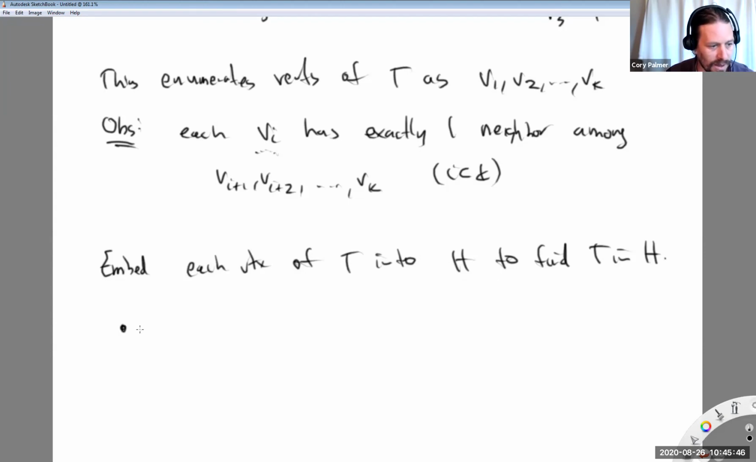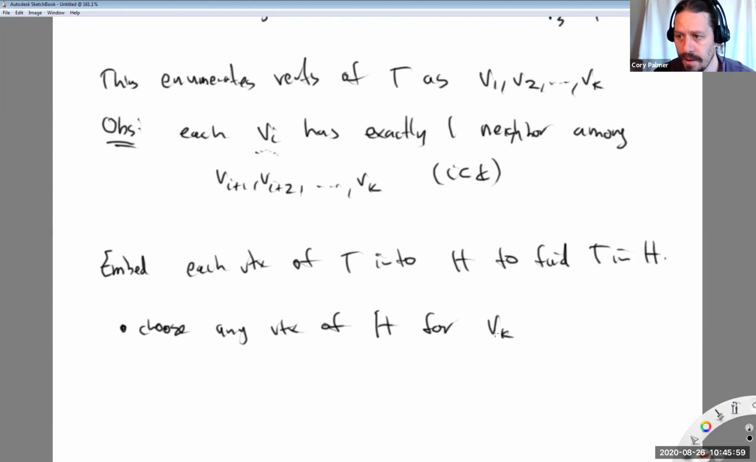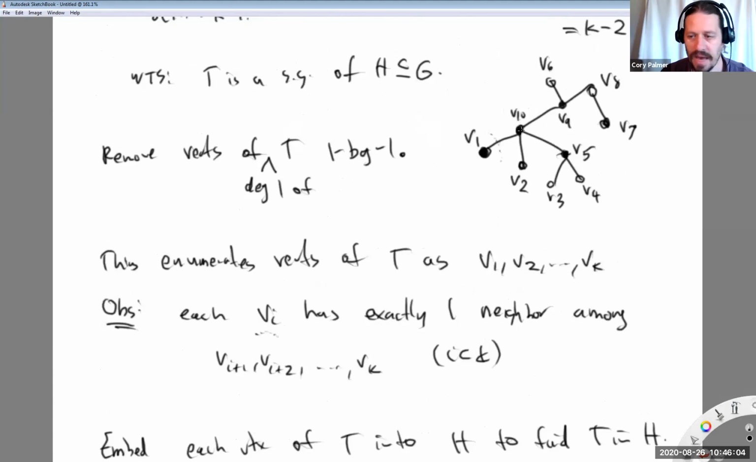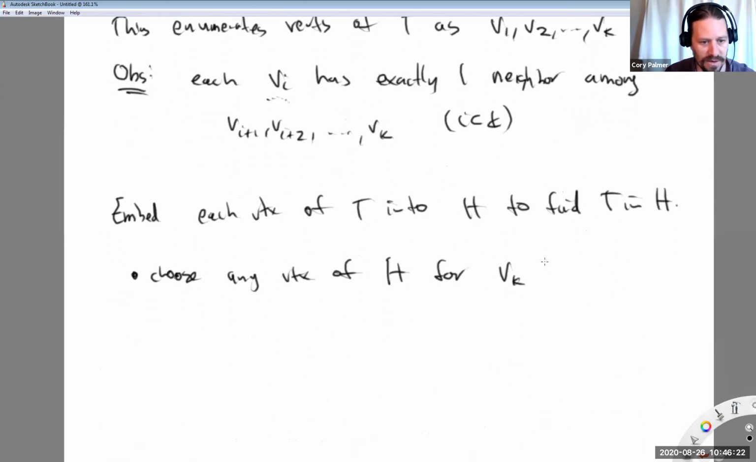So the first step is choose any vertex of H for VK. So I'm going to embed these in reverse order. So let me scroll up real quick. In reverse order, what I'm going to do first is embed V10 into my graph. Just choose any vertex of H to be V10. That's going to be the vertex V10. Okay. And then I'm going to try and find V9 and then V8 and then V7 and then V6 and so on and so forth. I'm going to put those in one at a time, and I have to maintain this incidence property. Okay. So choose any vertex of H for VK.